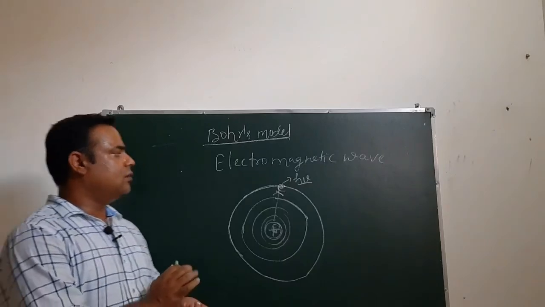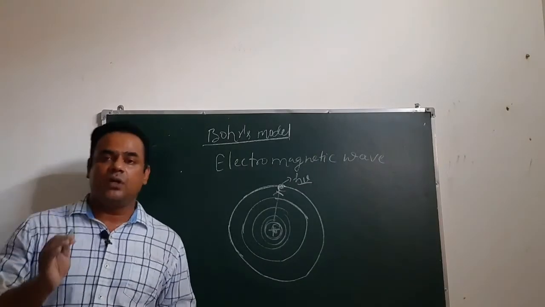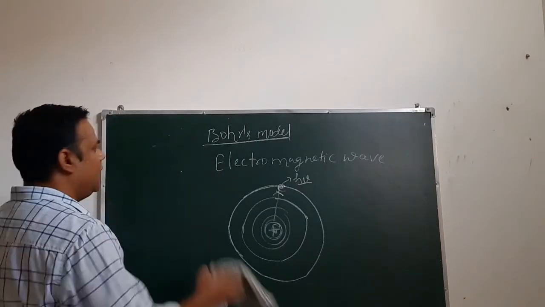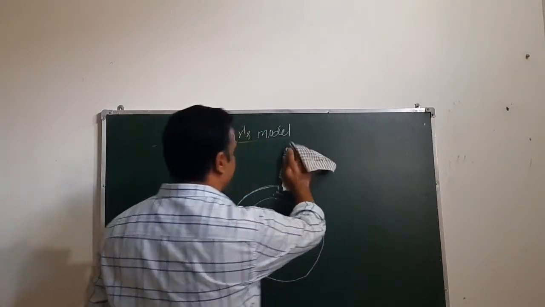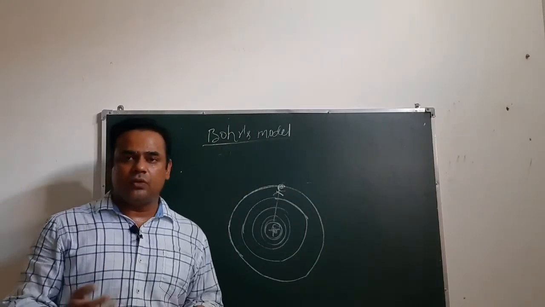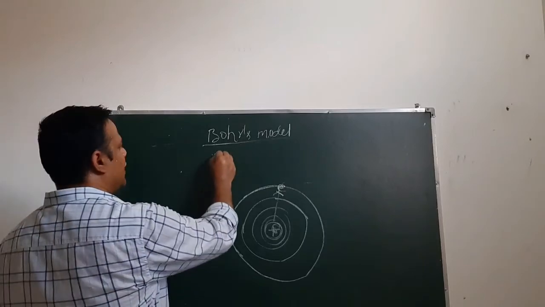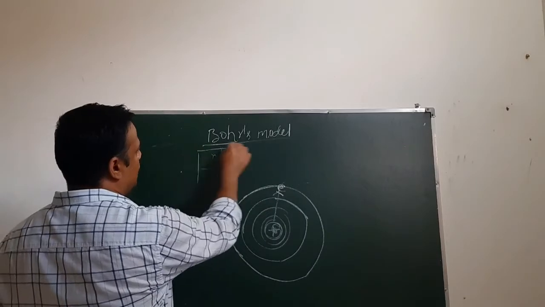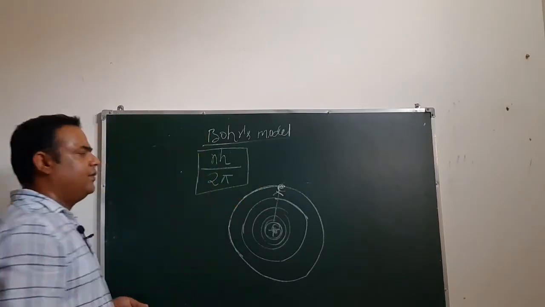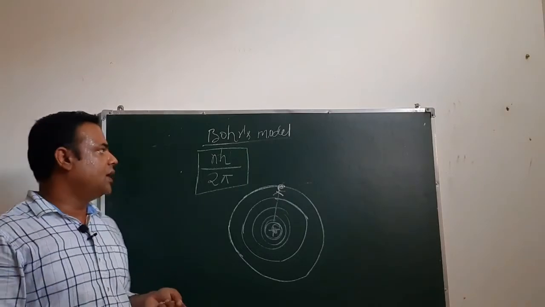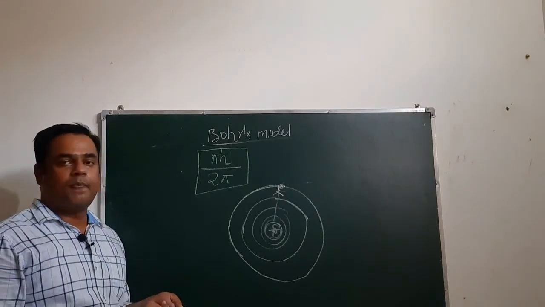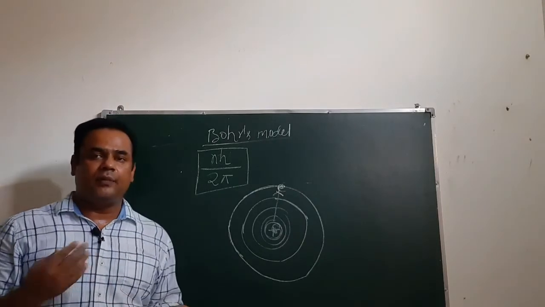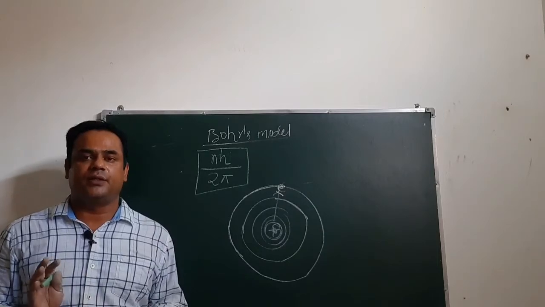Bohr corrected that. According to the Niels Bohr model, the electron does not revolve in any circular path. It revolves in only those circular paths in which its angular momentum is equal to nh upon 2 pi. And when the electron revolves in such a circular path, it neither emits radiation nor absorbs radiation.